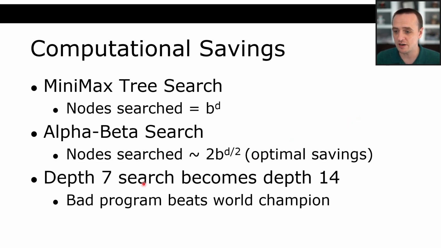So if you previously could only search to depth 7, now you could actually search to something like depth 14. And a depth 7 program in a chess game is going to be a pretty bad program, but a depth 14 program may beat the world champion, right? So the cost savings are huge. Okay.